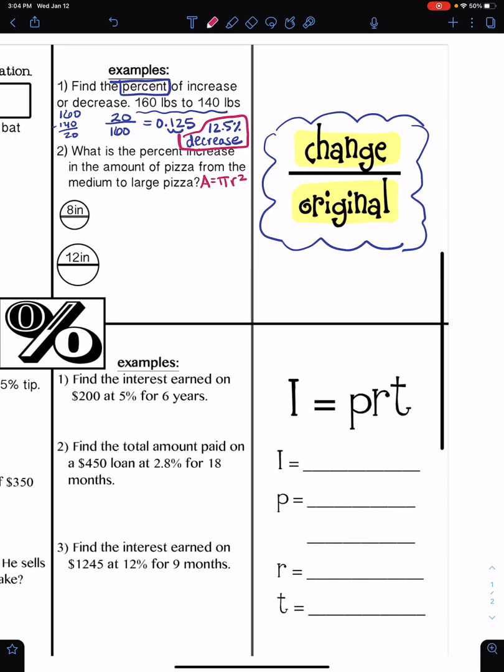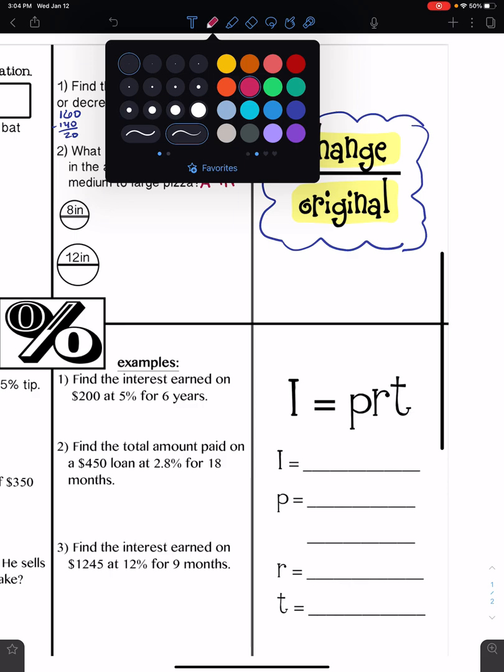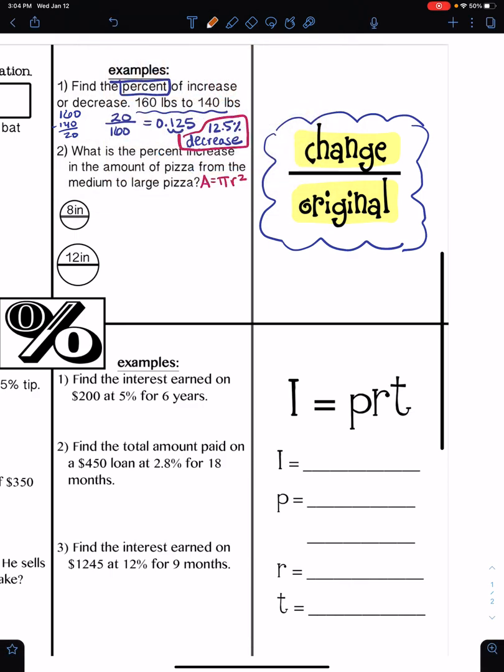It says, what is the percent increase in the amount of pizza from the medium to the large? So we can't just say that the smaller pizza, the medium size, is 8 inches and the bigger pizza is 12 inches. That's just how far across it is. That's not how much pizza you get. In order to find out how much pizza you get, you have to find the area of each pizza.